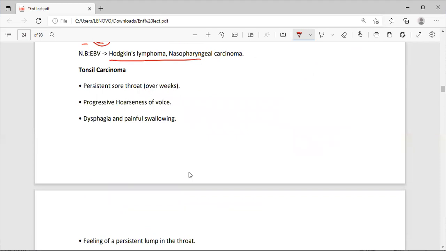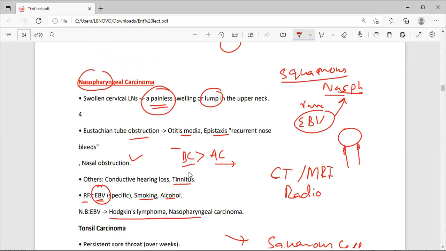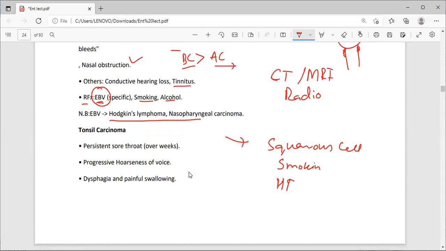Now the tonsil carcinoma is the carcinoma of the tonsil. This is again the squamous carcinoma, okay, squamous cell carcinoma. And the risk factors are smoking and the HPV, okay. Here the nasopharynx, the risk factor was EBV, Epstein-Barr virus, but here there will be HPV, human papilloma virus, and alcohol. Smoking and alcohol are present in both.